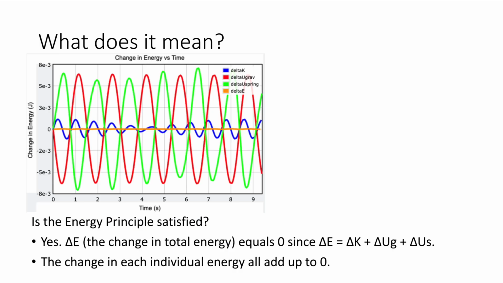As we can see, the energy principle is satisfied because delta E, the change in total energy, equals 0, as the change in kinetic plus the change in gravity potential plus the change in spring potential all add up and cancel each other out to equal 0.